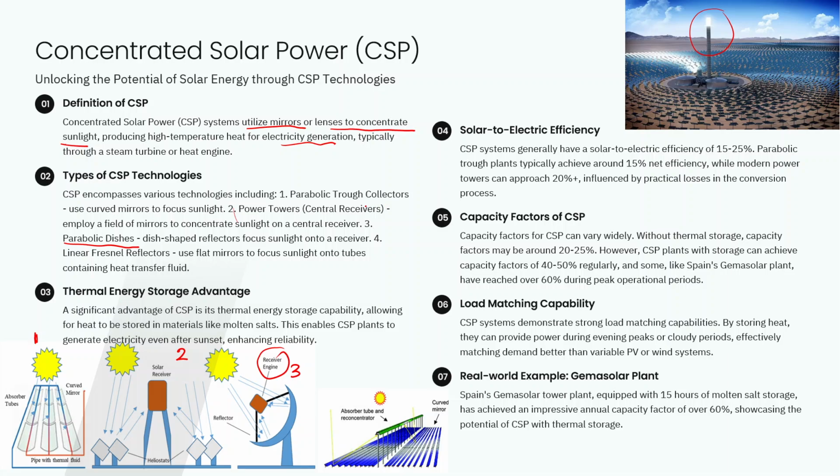And then the fourth type is the linear type, or the linear Fresnel reflectors. They use flat mirrors rather than curved mirrors to focus sunlight into a tube containing heat transfer fluid. So you have the heat transfer fluid here, and you transfer the heat into this tube by using the flat mirrors. So those are the different technologies available for concentrated solar power, right?